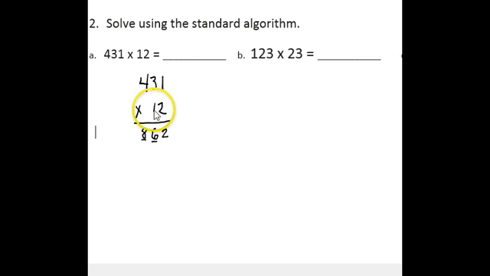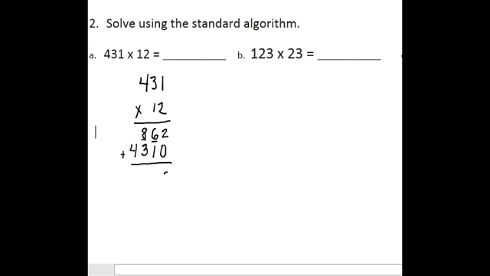Now this 1 is actually 10 because it's in the tens place. So 10 times 1 is 10. 10 times 30 would be 300. And because my 3 is in the hundreds place, I know that I have 300. And 10 times 400 is 4,000. So there are my partial products, and I just need to find the sum. So my final answer is 5,172.